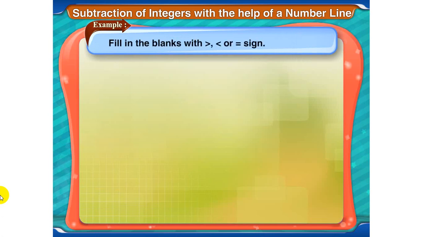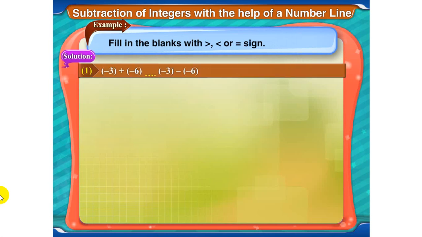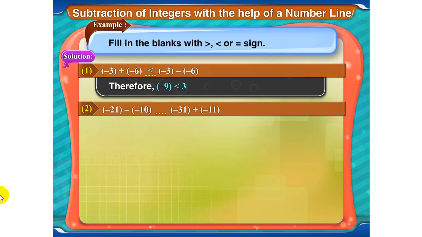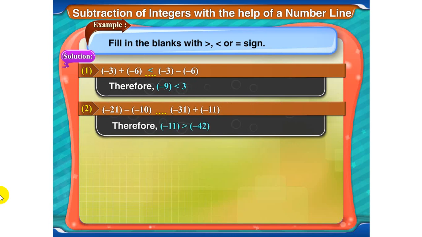Example. Fill in the blanks with greater than, less than, or equal to sign. Solution. 1. Minus 3 plus minus 6, dash, minus 3 minus minus 6. Therefore, minus 9 is less than 3. 2. Minus 21 minus minus 10, dash, minus 31 plus minus 11. Therefore, minus 11 is greater than minus 42.